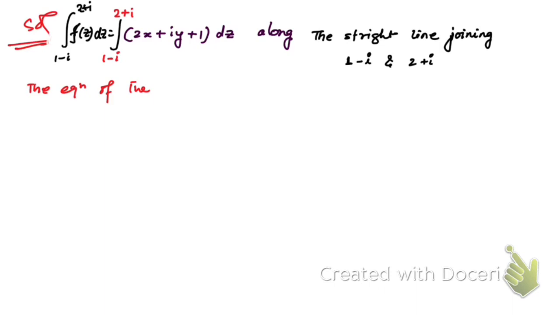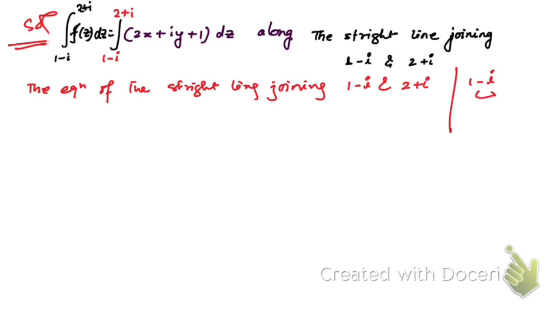So equation of the straight line joining 1 minus I and 2 plus I. Now you see the point representing 1 minus I, that is 1 comma minus 1. So take that one as x1 y1. Then the point representing 2 plus I, that is 2 comma 1. You can consider this number as 2 plus I into 1, so that's why 2 comma 1. So hope you have understood this.